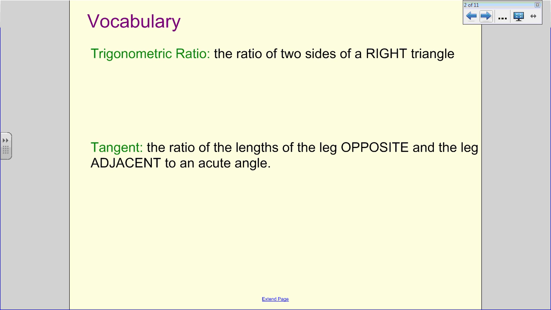Is the ratio of two sides of a right triangle. So notice I put this in bold because we are only working with right triangles. And then tangent, the one we're specifically looking at today, is the ratio of the lengths of the leg opposite and the leg adjacent to an acute angle. So when we talk about ratio, that means it's a fraction. We're comparing the opposite over the adjacent. So that's what we're going to be taking a look at today.